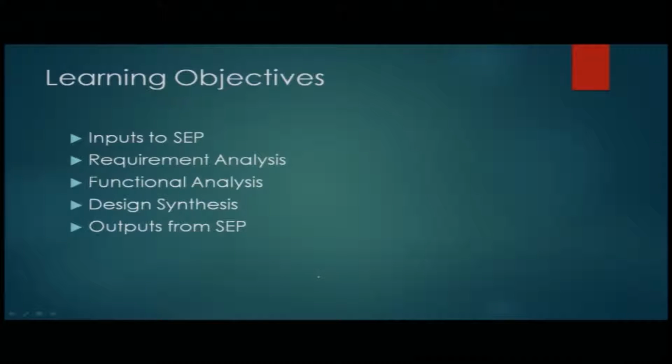The learning objectives for today include understanding the inputs to the SEP. SEP stands for Systems Engineering Process. So, in this lecture, whenever you see SEP, we are talking about systems engineering process. When we talk about SE, it is systems engineering. We will discuss in detail requirement analysis, functional analysis, design synthesis and outputs from the systems engineering process.